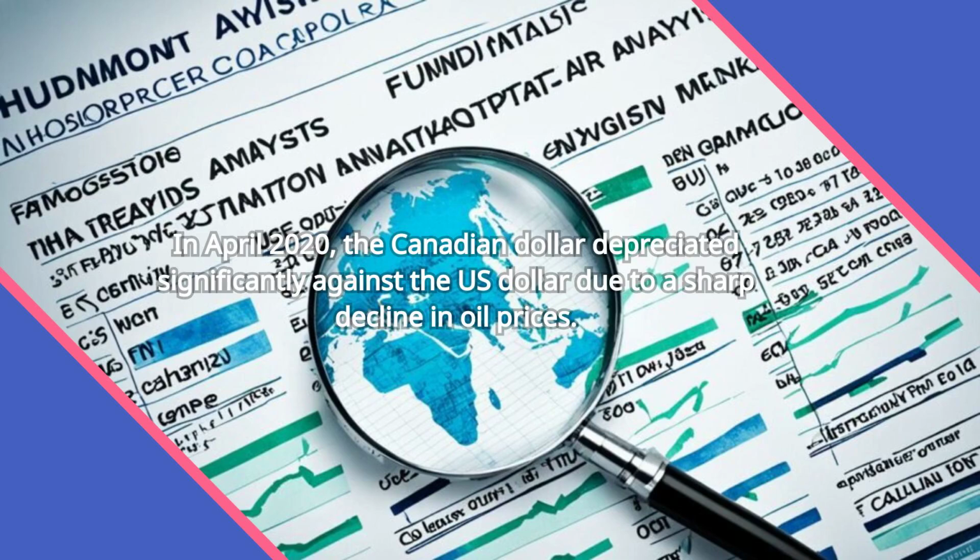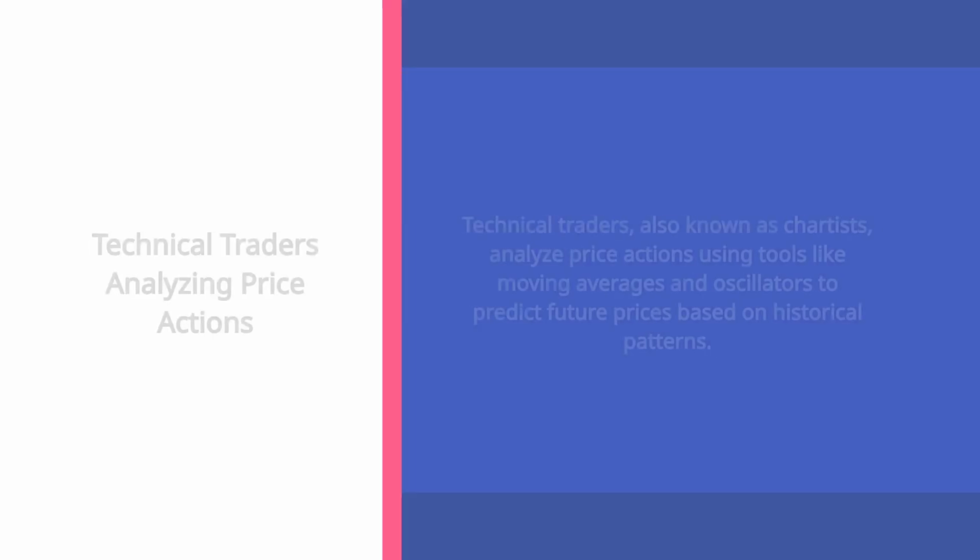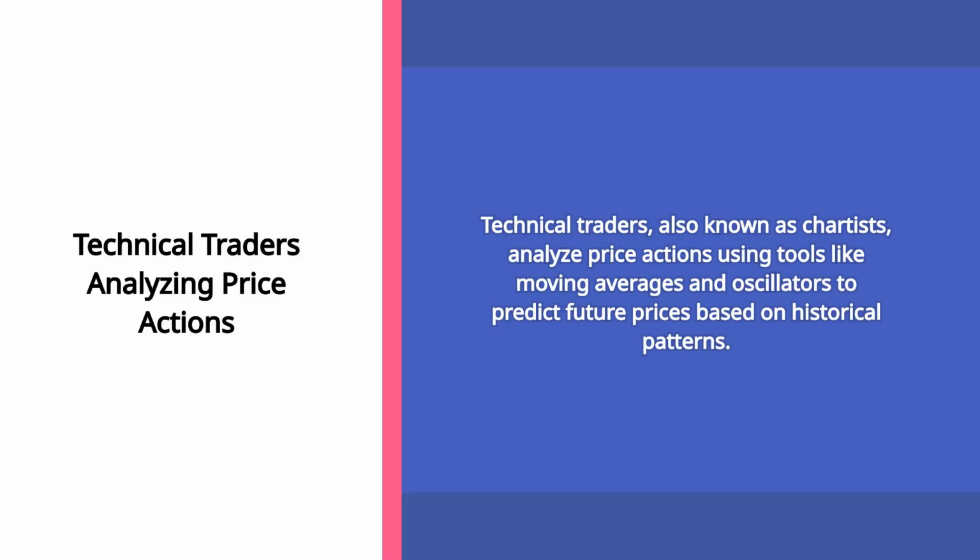This was because of the big drop in oil prices. It showed how markets are connected. It also showed how important technical analysis is in Forex trading. Technical analysis uses past price charts and market data to predict future prices without looking at the economy. Technical traders, or chartists, look at price actions closely. They use tools like moving averages and oscillators to spot trends and find good trade chances. They try to guess future prices by looking at the past. They believe history could repeat itself.